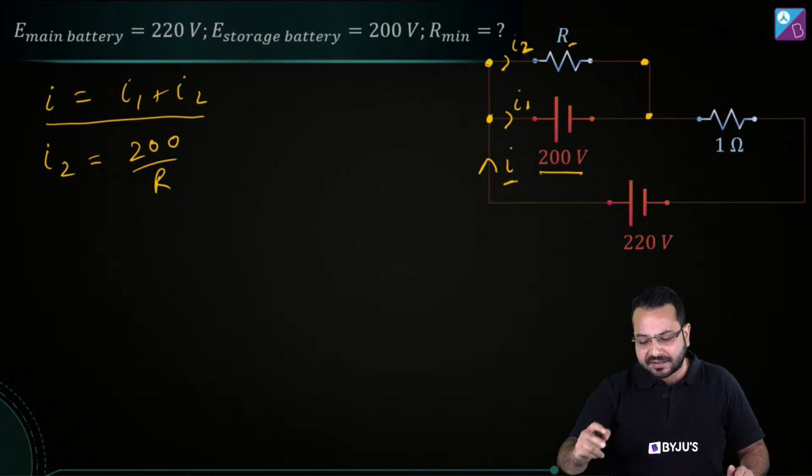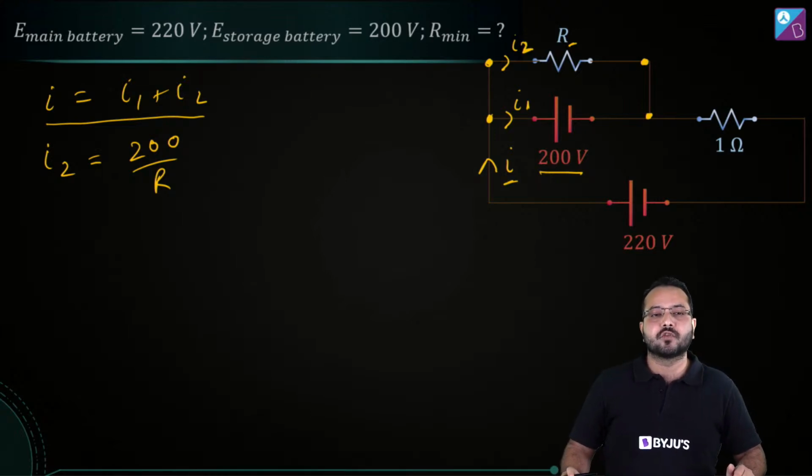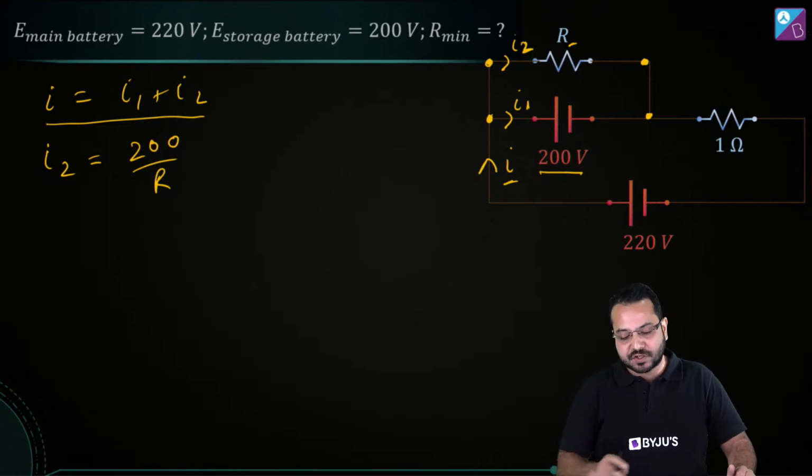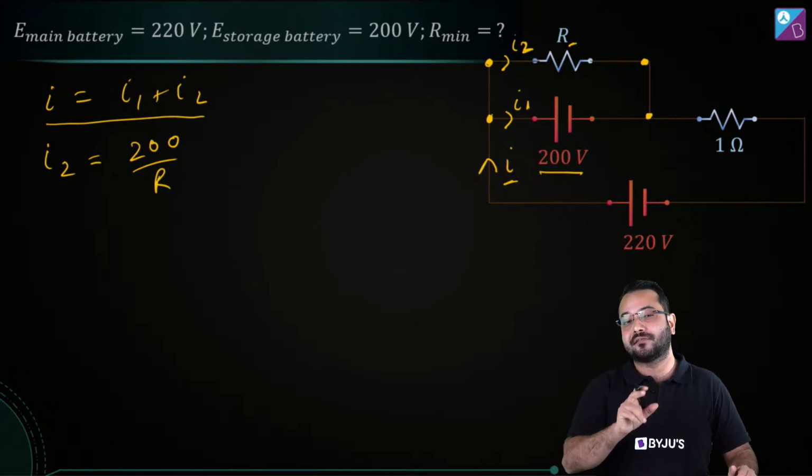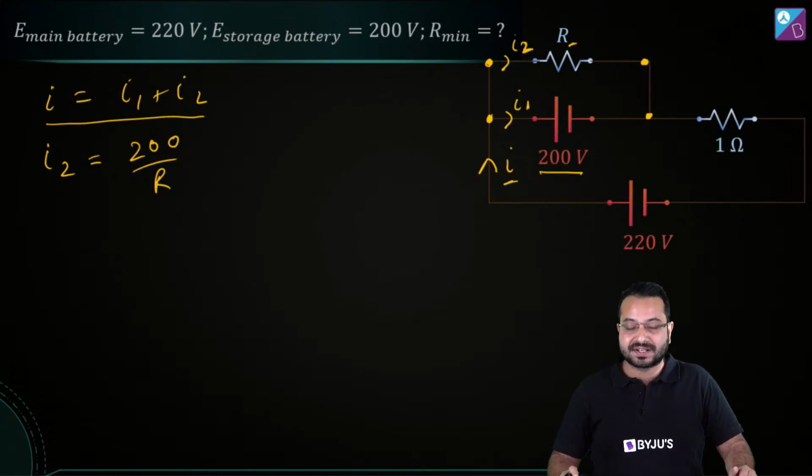Okay. Now in our equation, I is equal to I1 plus I2, we have I as well. Is there a way we can find out what is I? Okay, can you tell me a way in which we can find this current I? Any guesses? How do we proceed to find out what is going to be the value of I? I need to find out what is the current I. Any guesses?